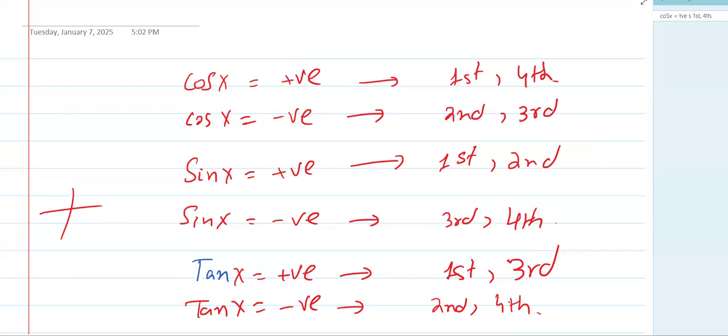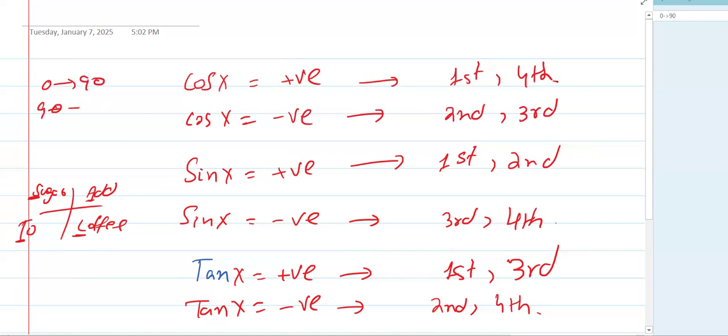Quadrant remembrance is very important. The phrase add sugar to coffee can help you to remember. A is all positive. S, the first letter of sine, sine positive. T, the first letter of tangent, tangent positive. Coffee, C, cos positive. Others will be negative. So if it is here, from 0 to 90, all will be positive.